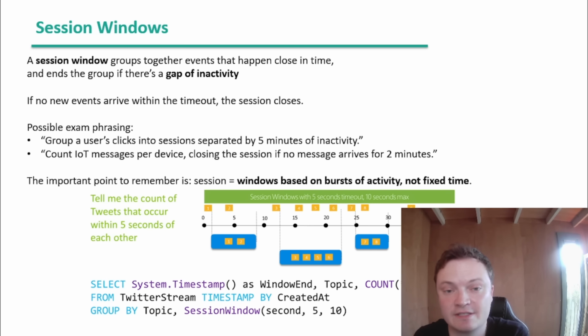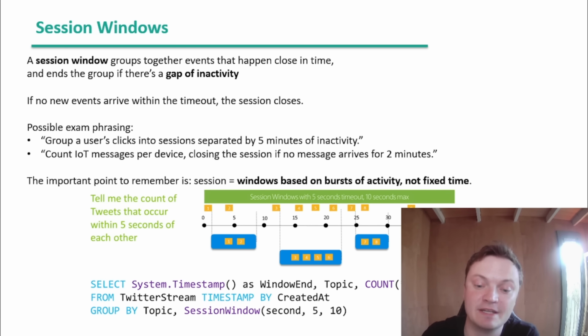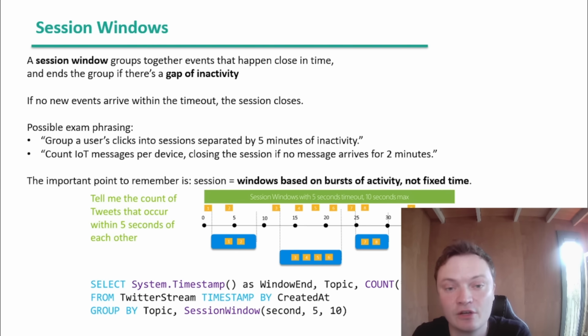So possible phrases that could help you think of a session window in the exam would be group a user's clicks into sessions separated by 5 minutes of inactivity. Count IoT messages per device, closing the session if no message arrives for 2 minutes. So an important thing to remember for the exam is that a session window is windows based on bursts of activity, not fixed time.